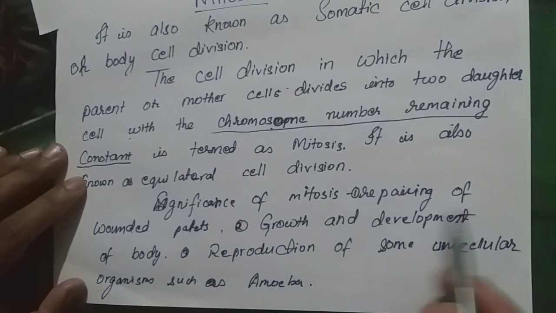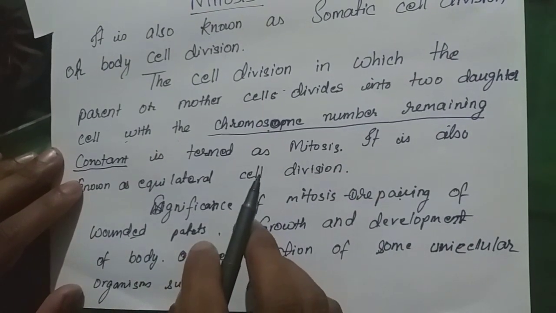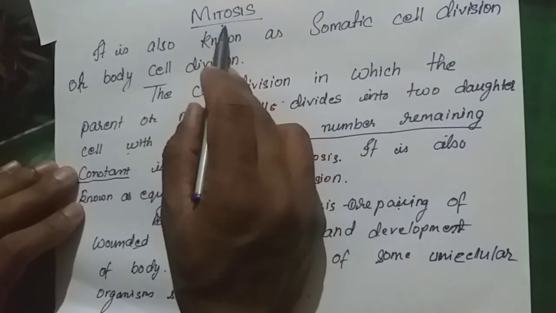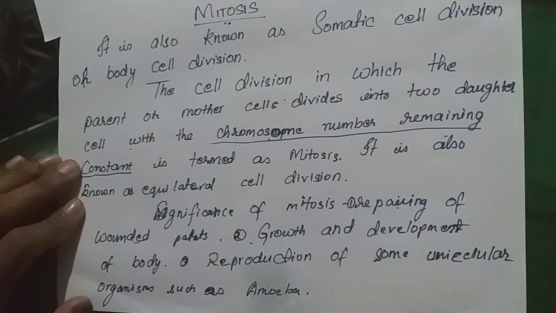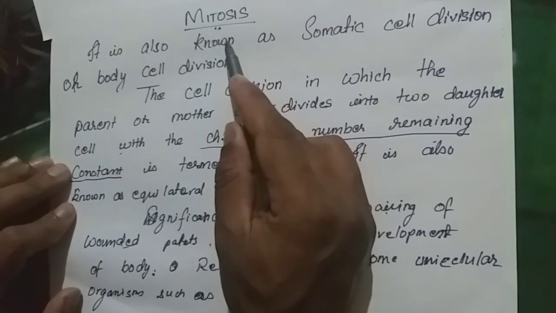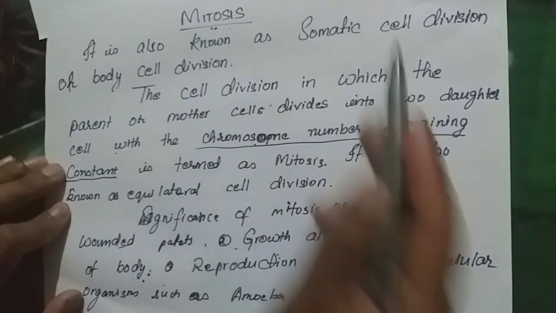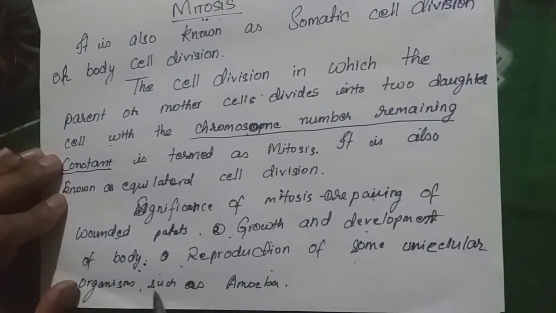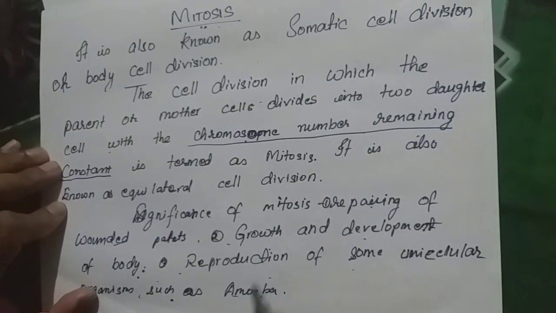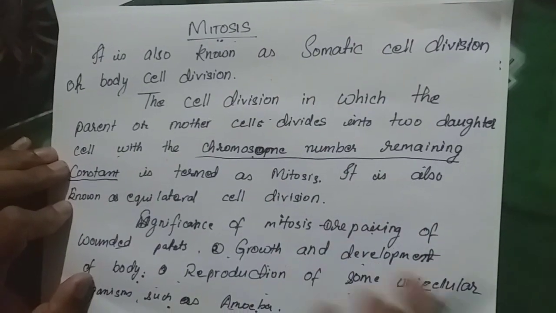Number one, repairing of wounded parts. The repair of wounded parts in our body or any living organism takes place with the help of mitotic cell division. Number two, growth and development of the body. Obviously the multiplication of the number of cells takes place with the help of mitosis, which is body cell division. Therefore growth and development of the body also takes place by mitosis. Number three, reproduction of some unicellular organisms such as amoeba also takes place with the help of mitosis. So this was about the significance of mitosis.